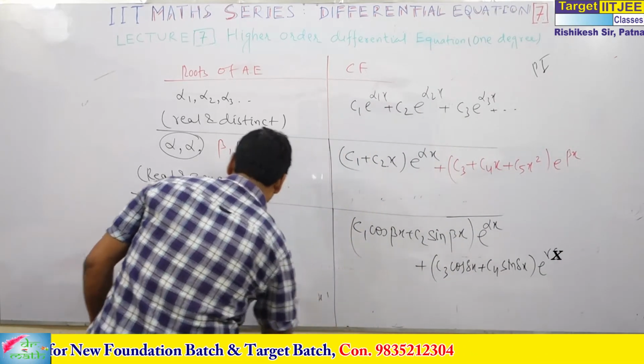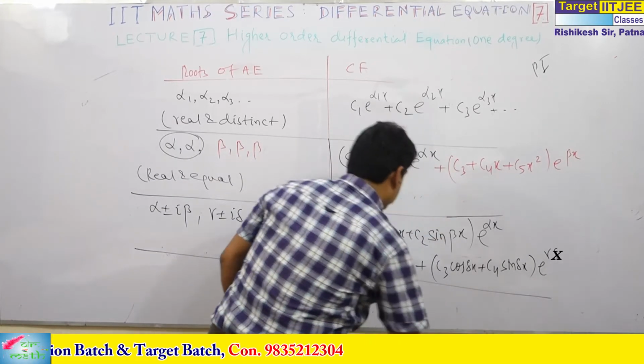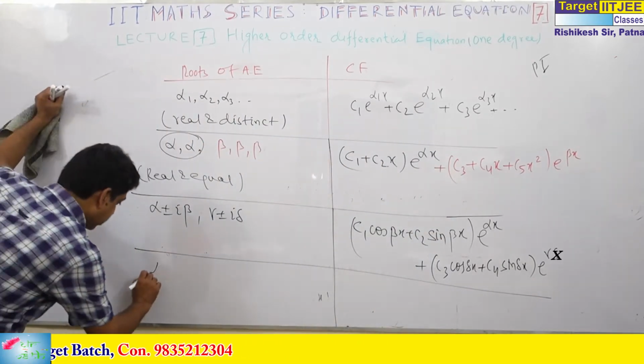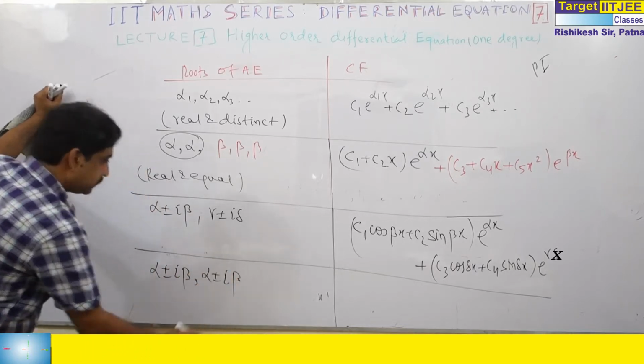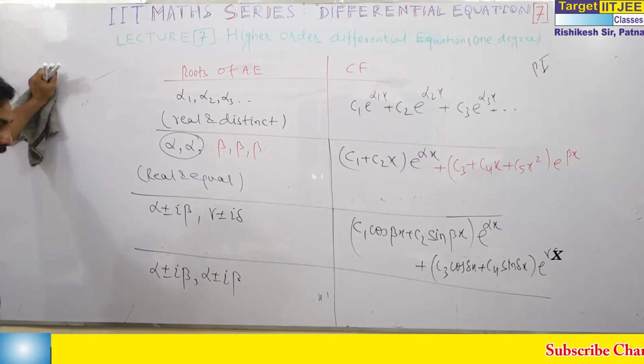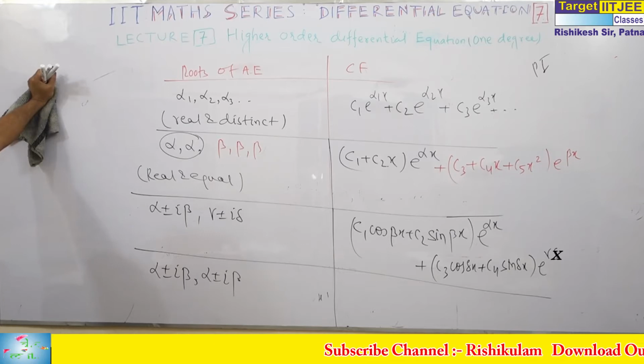One more point is there. What happens if imaginary roots repeat twice? This is our final point.